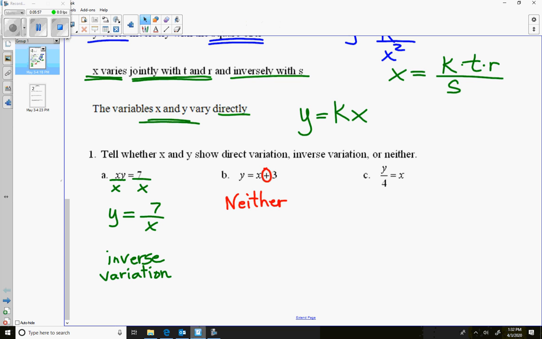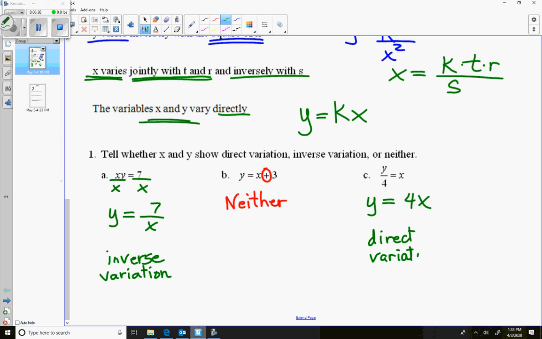And this next one, if you look at it too fast, you might immediately jump to inverse variation, but inverse variation would be K over your variable, not your variable over the K. So in this case, if we go ahead and multiply both sides by 4, we end up with Y equals 4 times X. And now we see it is in the form Y equals K times X, which is the direct variation.